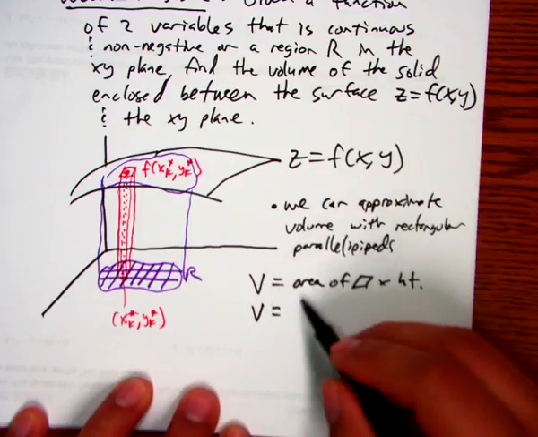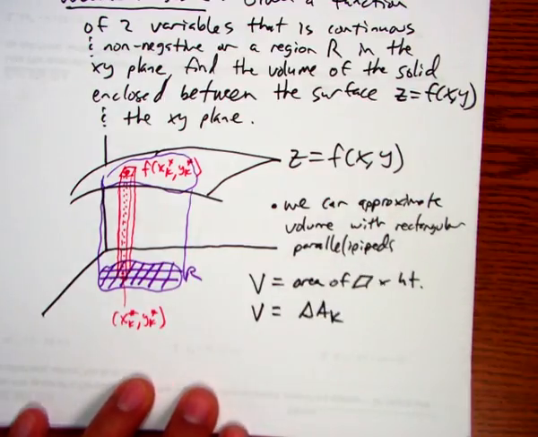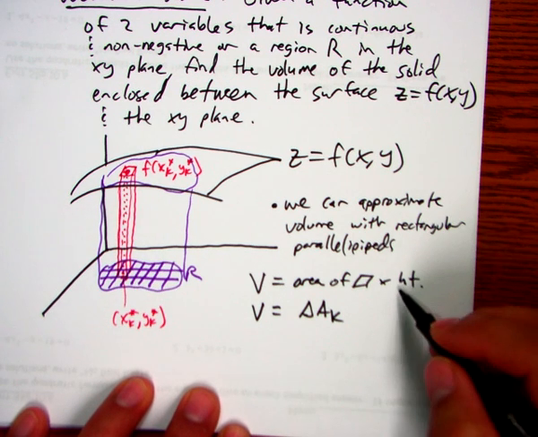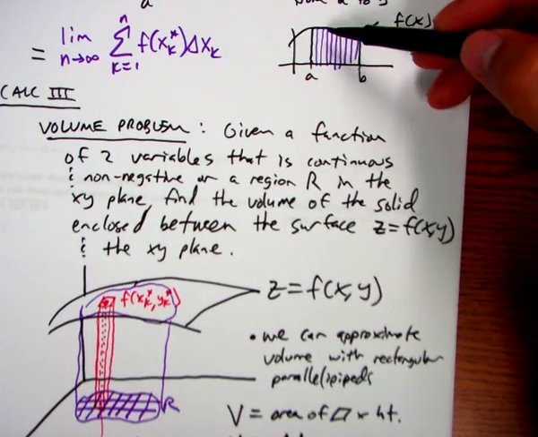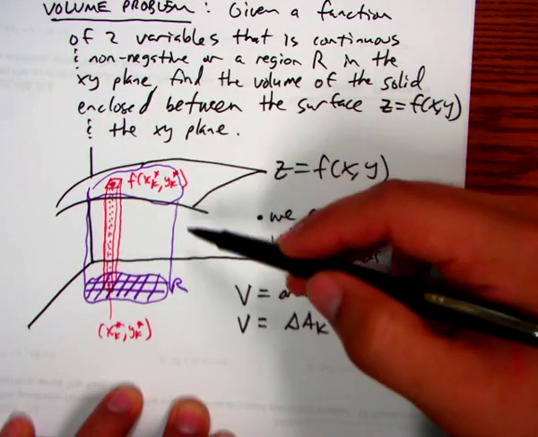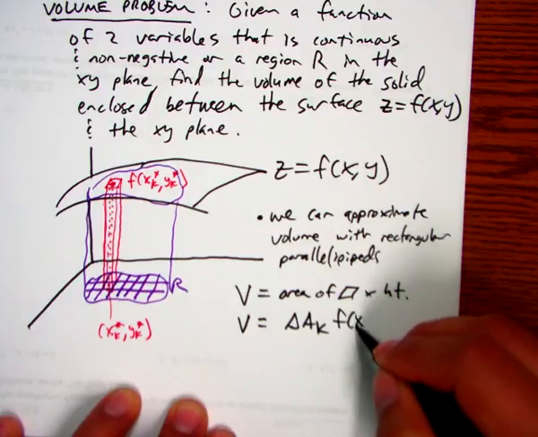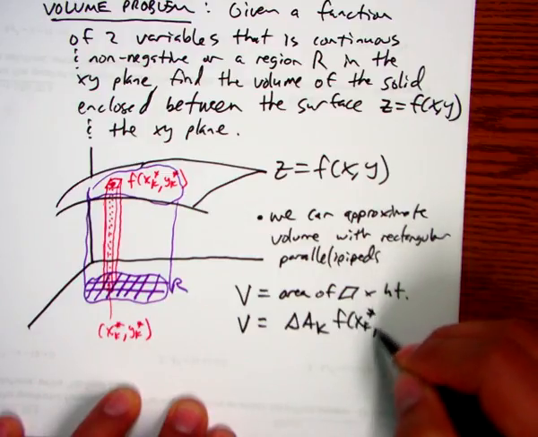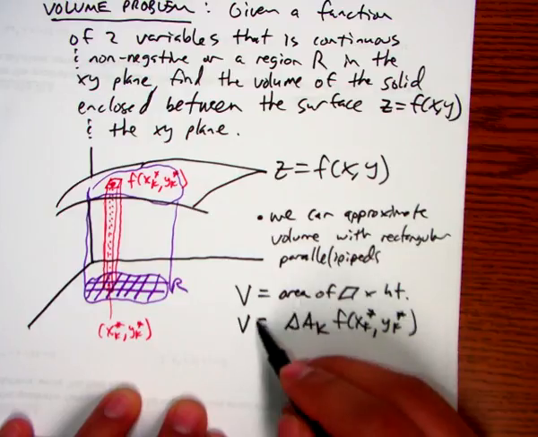We'll call the area of that delta A sub k, as opposed to a width, which was delta x sub k before. The height, which used to be f of x up here, right? Now the height of the parallelepiped will be what? Right. Okay, so this will be the approximate volume.